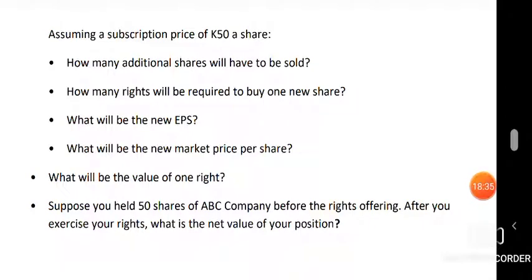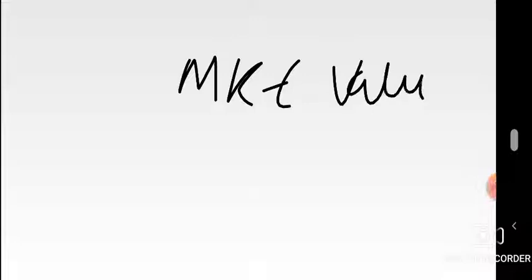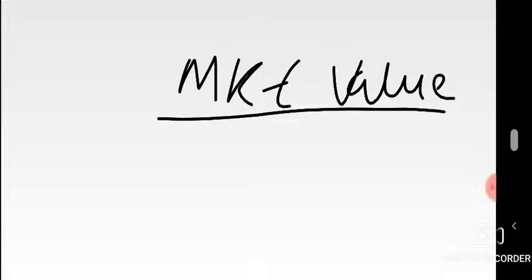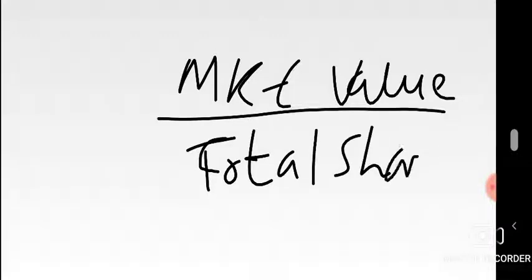Next question says: what will be the value of a right? That question has come back again, basically the same formulas that we know. Sorry, I've skipped one. What will be the new market price per share? That's the part I forgot. We know the new market price as we talked about it: the market value of the firm over the total shares.